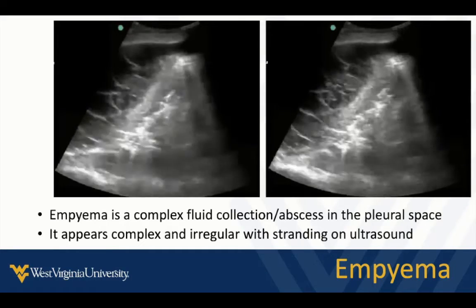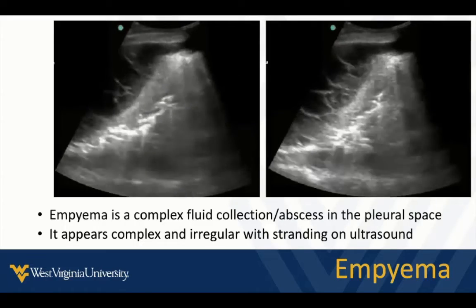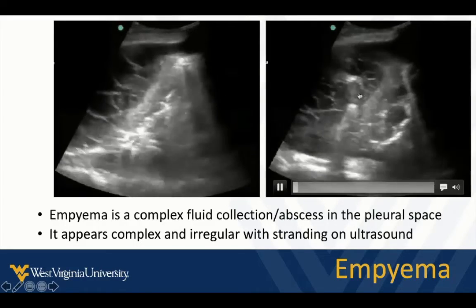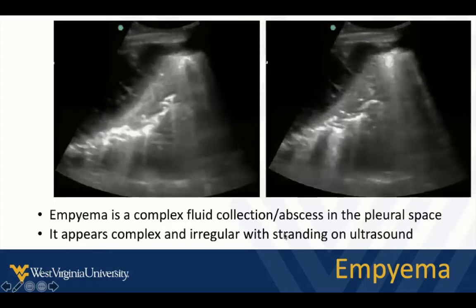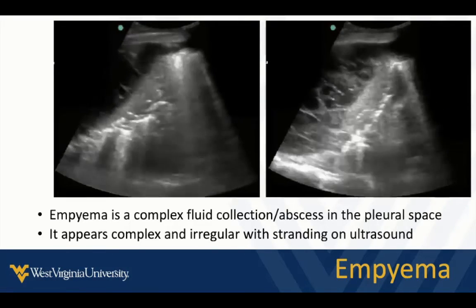Now you may see some little floating fibrin strands in a more simple pleural effusion, but these things are relatively fixed. They're not moving around. They're very complex, and no matter how you move the patient, there's really no shift in dependent areas, because this is all complex and thick, nasty fluid. And maybe you can get a chest tube into these.